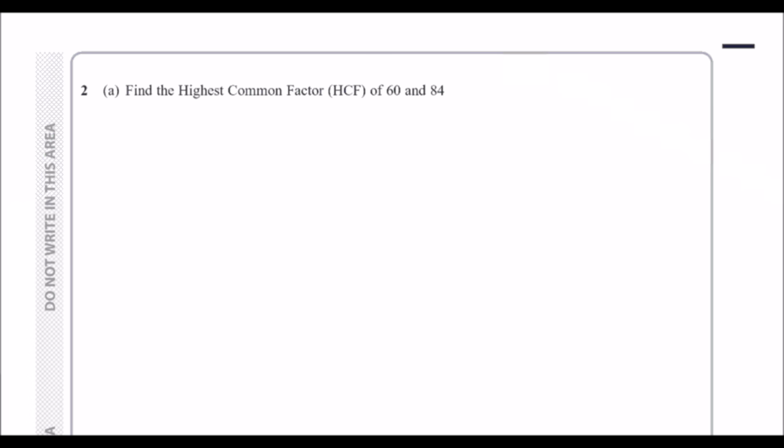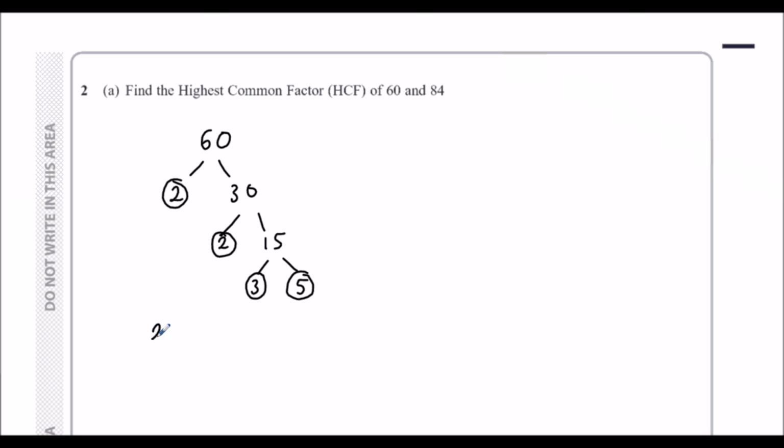Question 2. Find the highest common factor of 60 and 84. So let's write them as a product of their prime factors first. So 60 is 2 times 30, 2 is prime, 30 is 2 times 15, and 2 is prime, and 15 is 3 times 5, and they are both prime. We can't break them down any further.